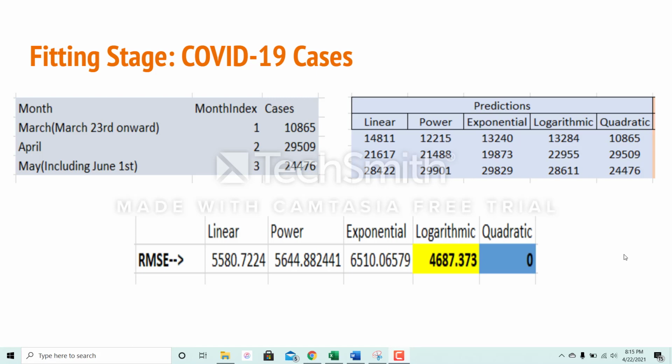As you can see, even though the quadratic function has a root mean squared error of 0, that is not the preferred trend line, as the quadratic function has the same predicted values as the observed values. So our best trend line for this fitting stage is the logarithmic function. And as you can see in the graph to your right, the logarithmic values are the most similar to the observed values in the graph to the left.